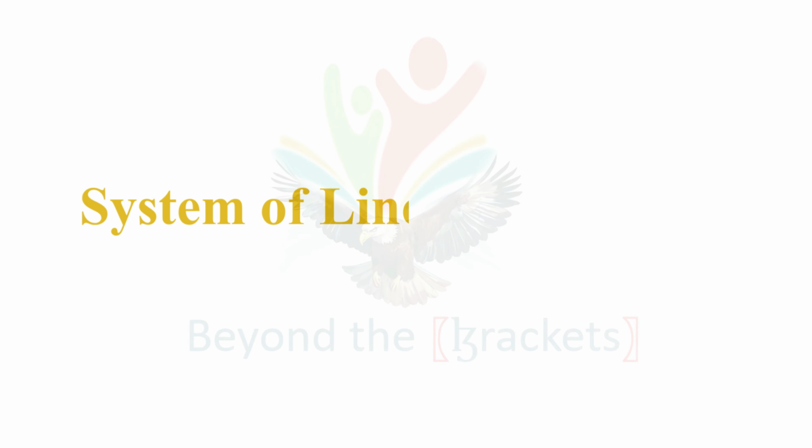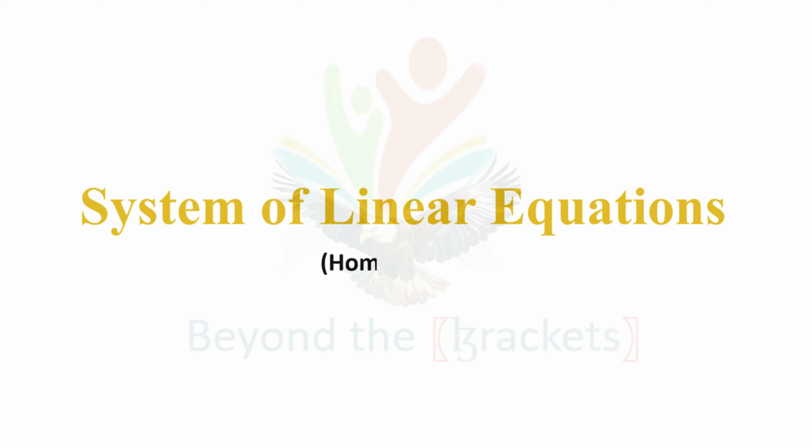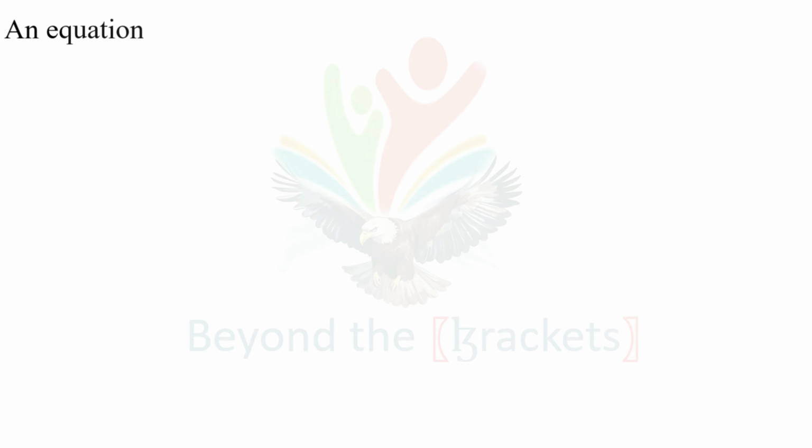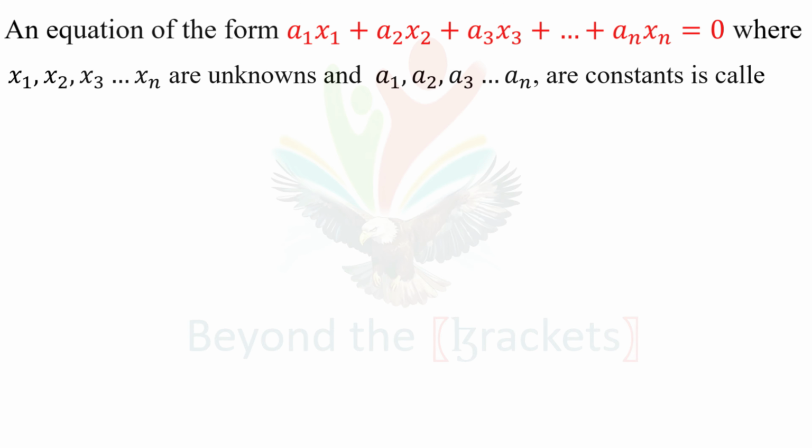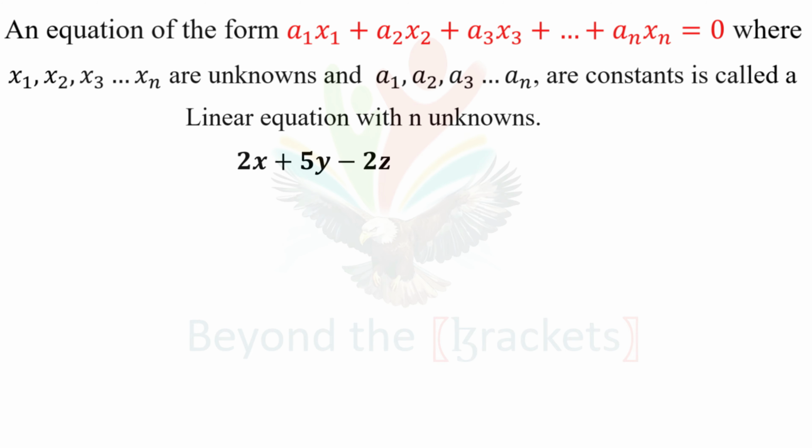In today's video, we'll be solving homogeneous systems of linear equations. An equation of this form, where the xi's are unknowns and the ai's are constants, is called a linear equation with n unknowns. For example, 2x plus 5y minus 2z is equal to 0 is a single linear equation. When we have more than one such equation involving the same variables, it forms a system of homogeneous linear equations.